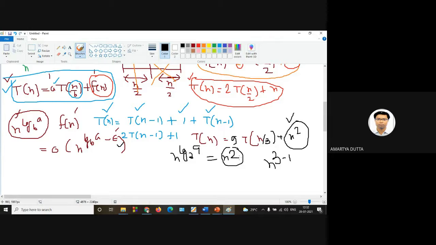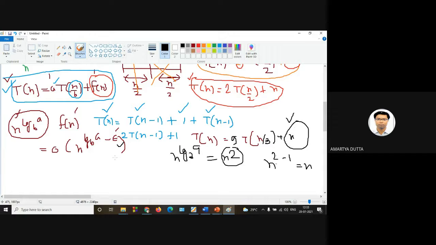This will be n square, and let this be n. So n to the power log 3 base 9, that is n square, and your total function is order of n. So f(n) can be derived from n to the power log 3 base 9, that is n square, minus 1, that is your n. So the complexity will be order of n square.